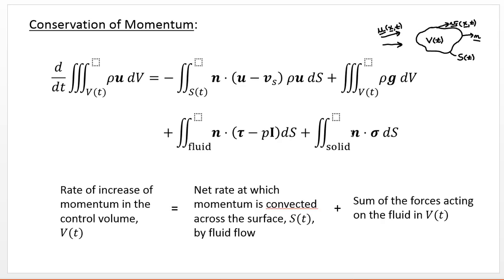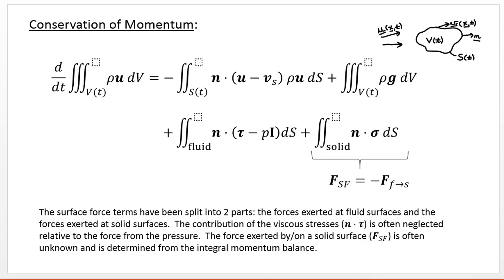If there's any solid bounding the fluid, we write n dot sigma for the solid. So this would be the force the solid exerts on the fluid. We don't really know what sigma is in a solid, and so we typically rewrite this term as shown. The integral of the stress over any solid surface bounding the fluid in the control volume, we designate as F_SF, the force the solid exerts on the fluid. And this is the negative, based on Newton's third law, of the force the fluid exerts on the solid, F_S, as we've used in previous lectures.